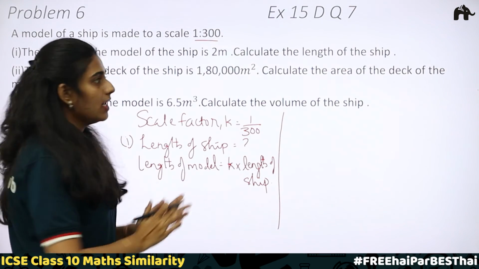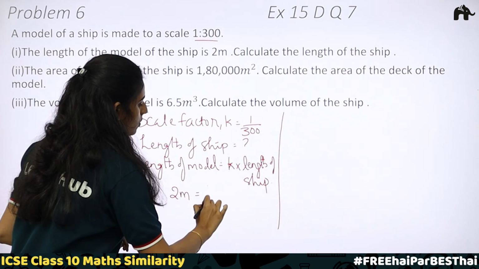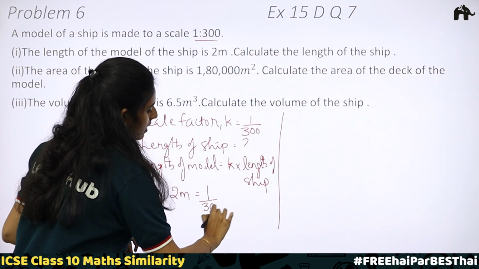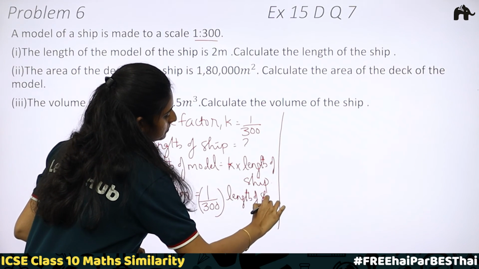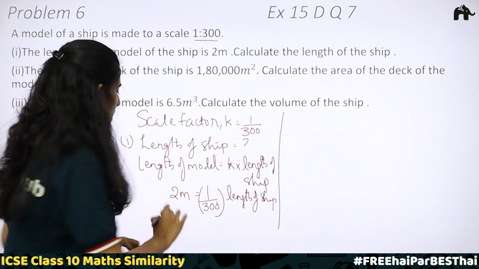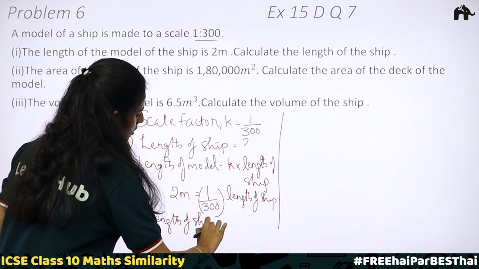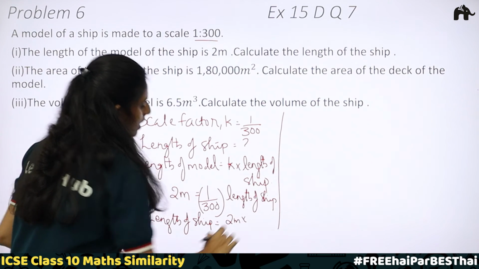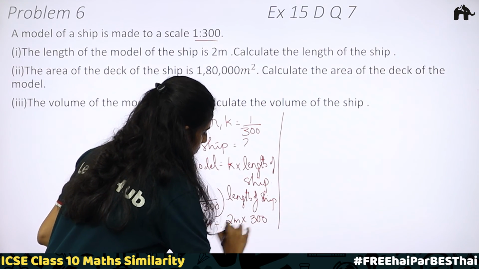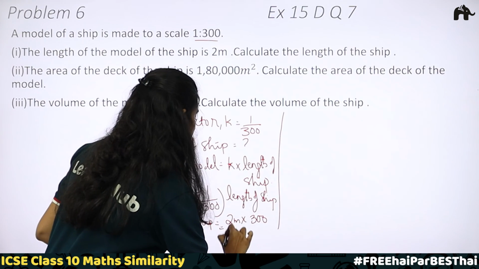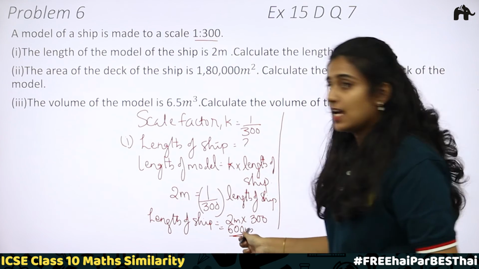Now, what is the length of model? Length of model is given, which is 2 meters. 2 meter is equal to K, which is 1 by 300, into length of ship. Now, how to find the length of ship? Length of ship is equal to 2 meter into 300, as 300 can be taken to the opposite side, which is 600 meters. Therefore, the length of ship is equal to 600 meters.